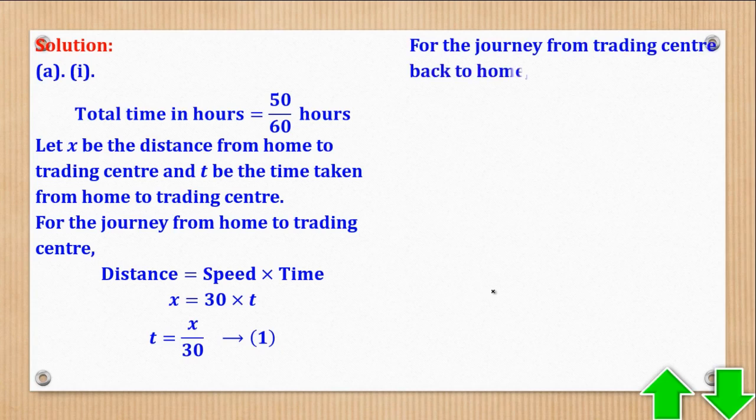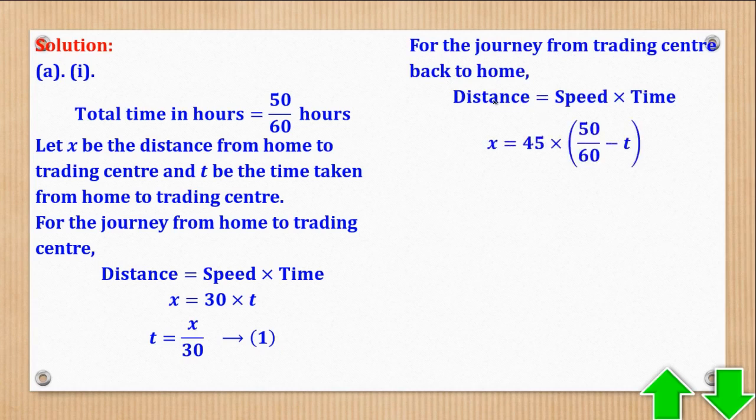Then for the journey returning from trading center back home, the distance is still the same, the speed changed, and the time changed. Because the total time was 50 minutes, which is 50 over 60, meaning that if he used this t to move from home to trading center, then the balance is what he will use to move from trading center back home. So open brackets, come up with that, equation 2.